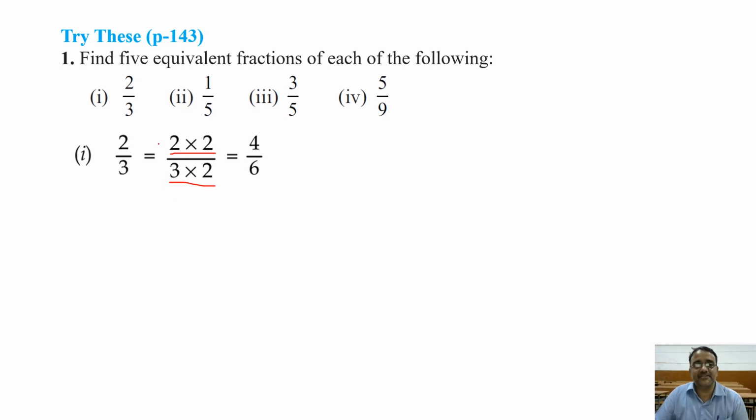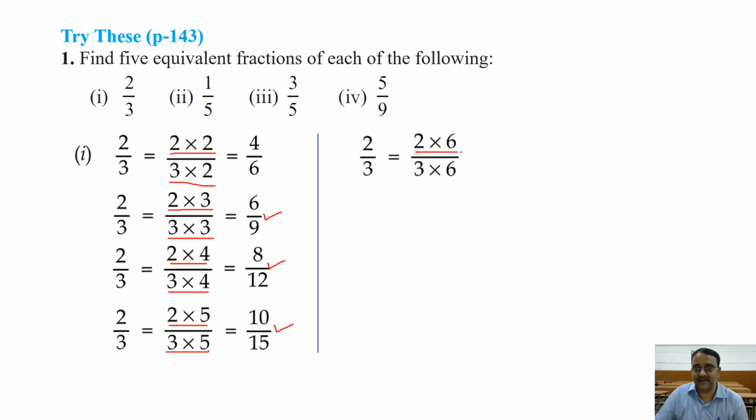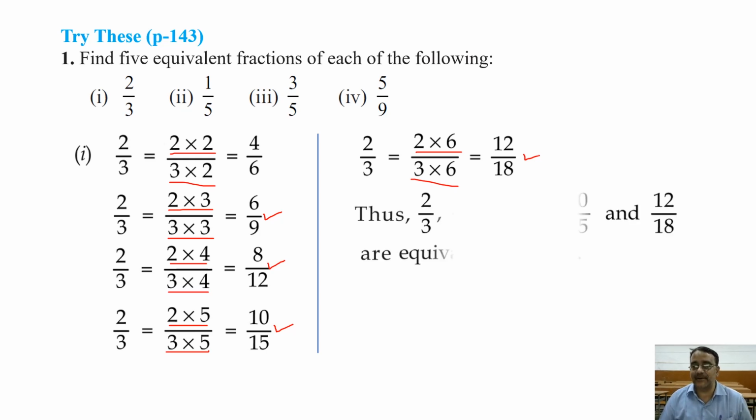Now multiply by 3. What will you get? 6 by 9. Now multiply with 4. 8 by 12. Very good. Now multiply with 5. What will you get? 10 by 15. Now multiply with 6. What will you get? 12 by 18. Very good. So the 5 equivalent fractions of 2 by 3 are 4 by 6, 6 by 9, 8 by 12, 10 by 15 and 12 by 18.